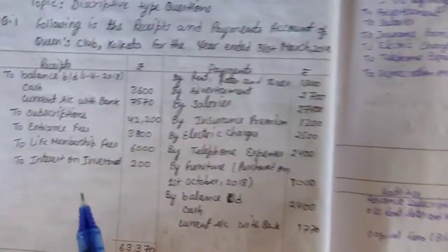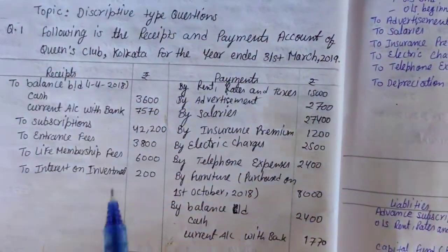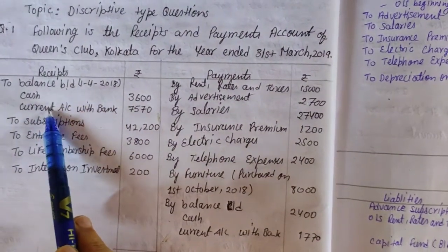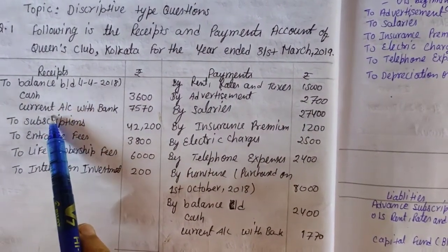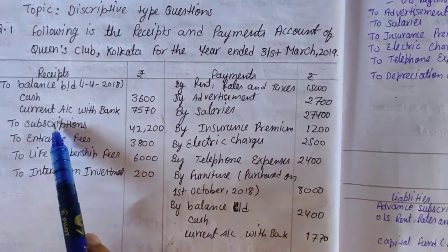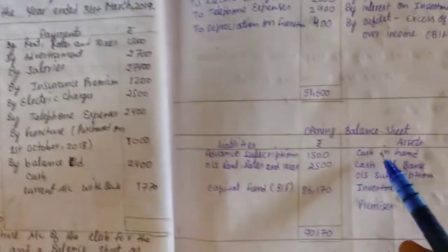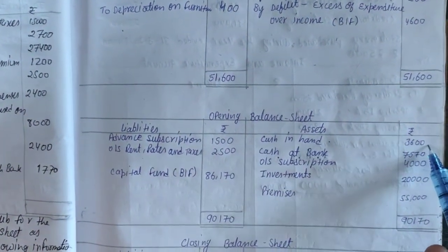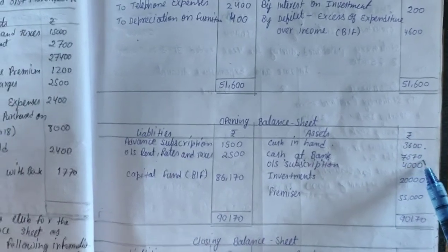Now, with the help of the question, we are going to discuss. First of all, the balance b/d, cash and bank balance, is given. So it is the opening balance, so it should be transferred to the opening balance sheet on the asset side. So here it is cash in hand and cash at bank, that is 3600 and 7570.